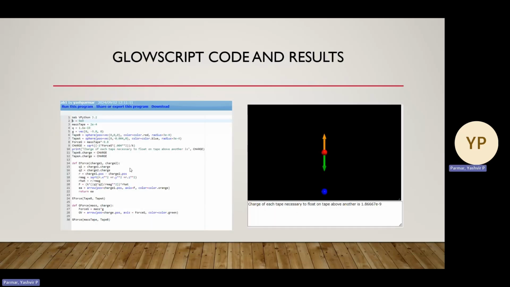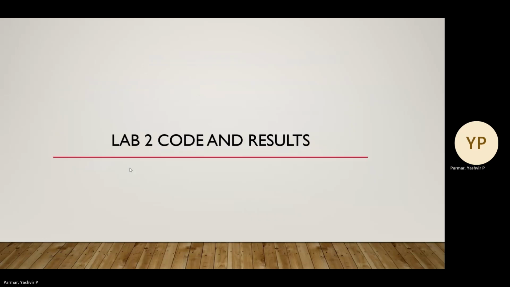So here's the GlowScript code for Lab 1 where we treated the tape as a point charge. And here we got the charge of each tape to float above one another. It's 1.87 times 10 to the negative 9 coulombs. So now I'll go into the Lab 2 code and the results.